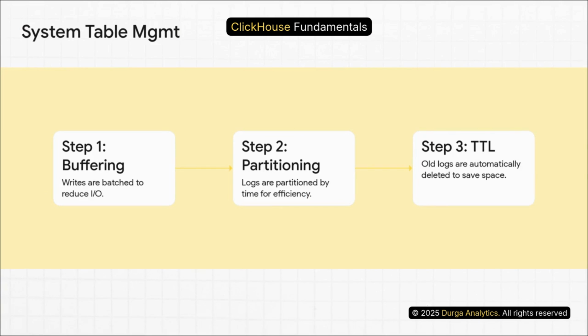Here's how it works. It's pretty clever. First, log rates are buffered and then written in batches to cut down on I/O pressure. Second, the log tables are partitioned by time, usually by month, which makes querying recent data super fast. And finally, there's a time to live, or TTL, policy that automatically deletes old log entries to reclaim disk space. It's basically a self-cleaning oven.